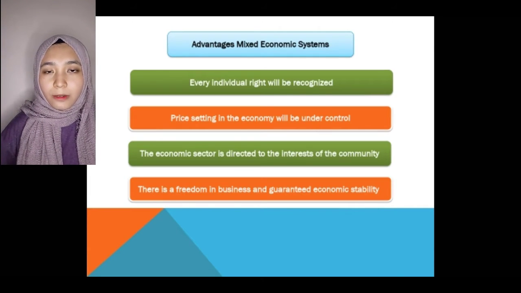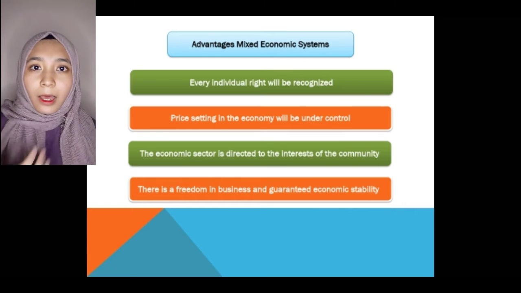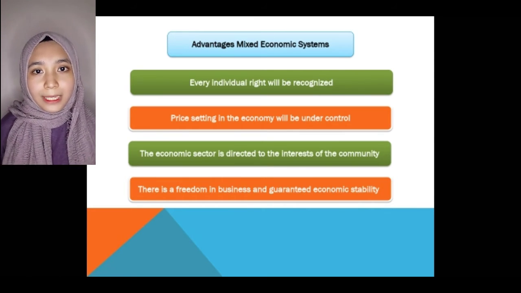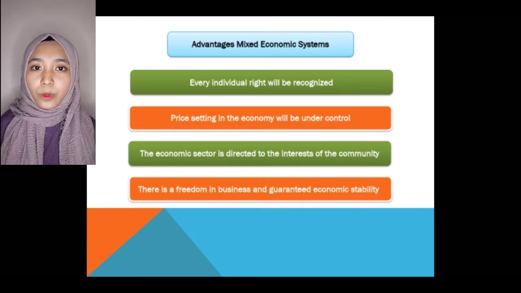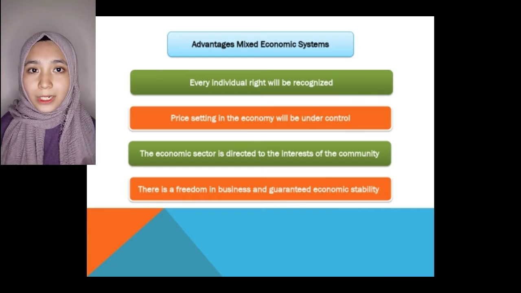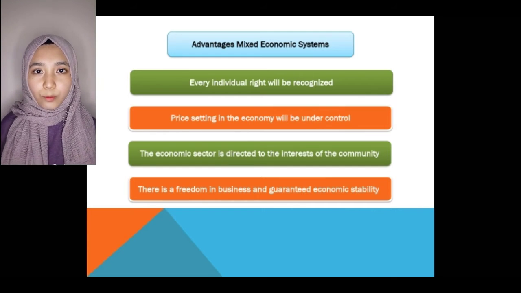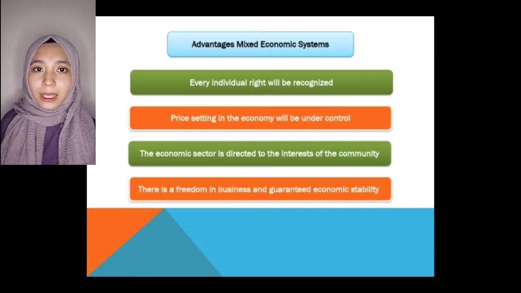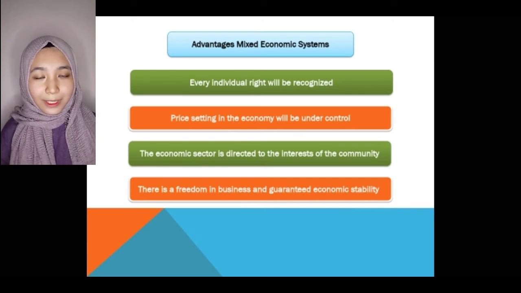Advantage: mixed economic system. Every individual right will be recognized. Price setting in the economy will be under control. The economic sector is directed to the interests of the community. There is freedom in business. And the last, guaranteed economic stability.